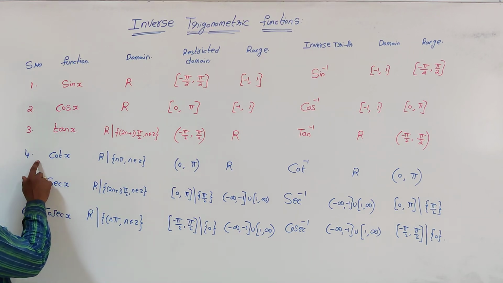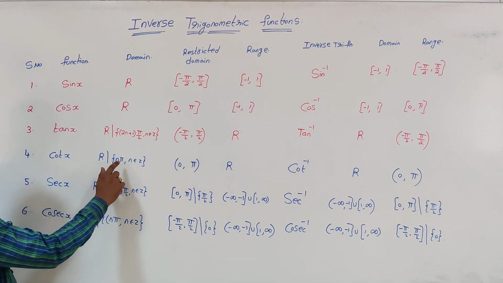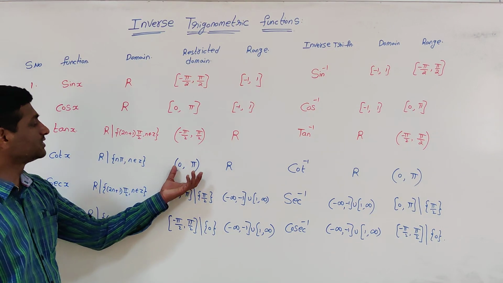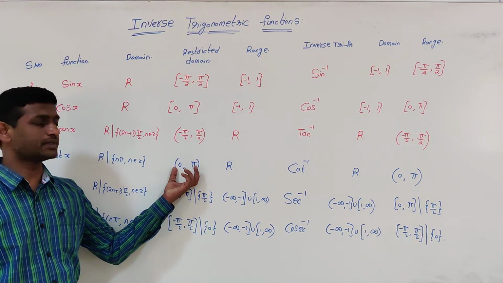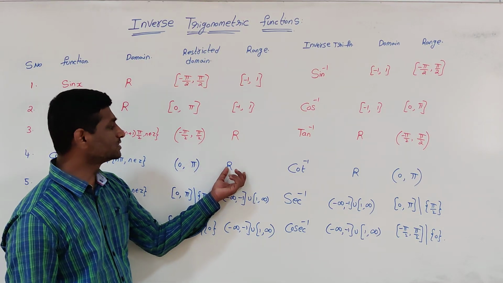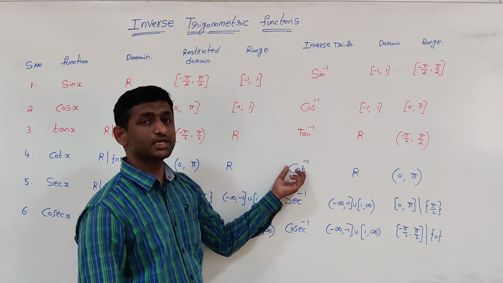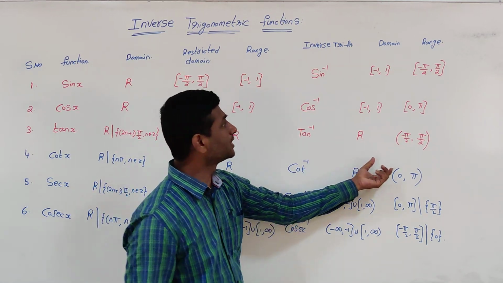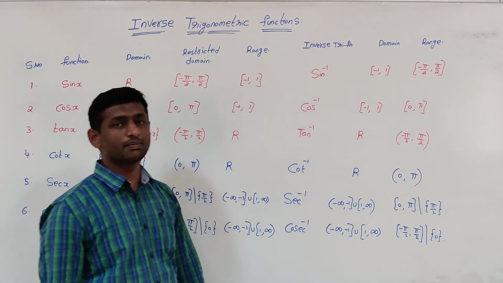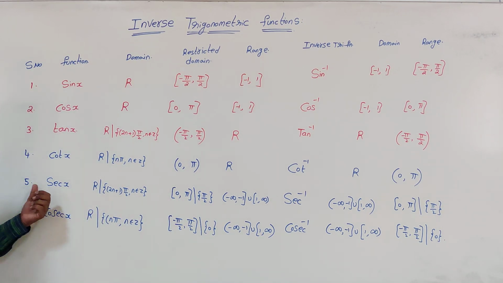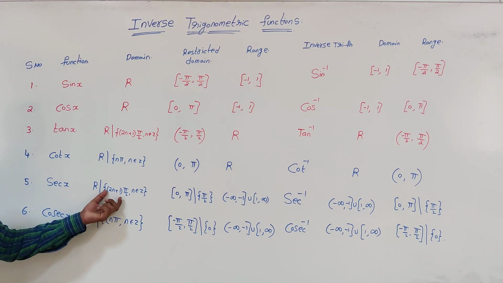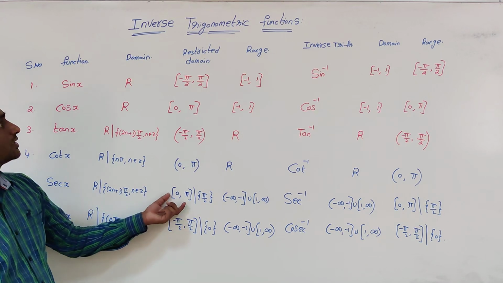Next, cot x: all real numbers except multiples of pi is the original domain, and we restrict to the open interval 0 to pi, and the range is R. Then cot inverse is a function, and the domain of this will be R, and the range will be the open interval 0 to pi.